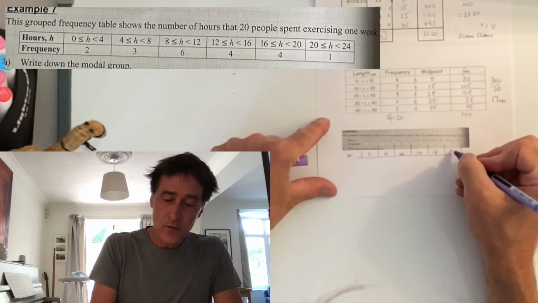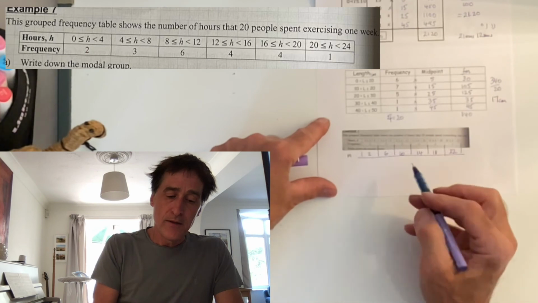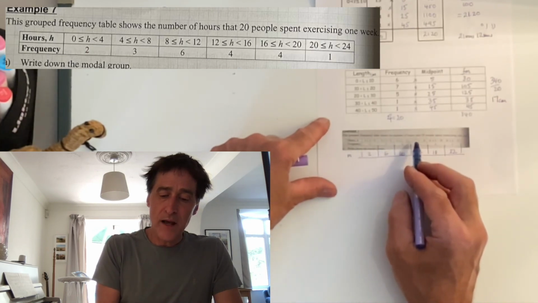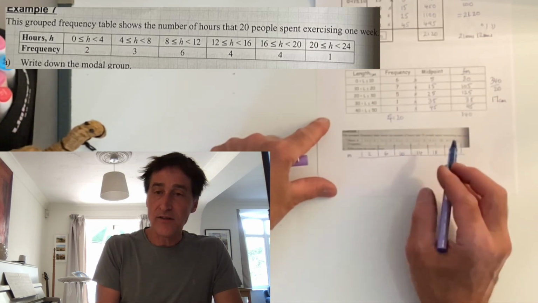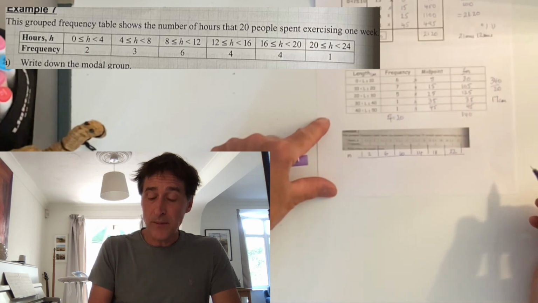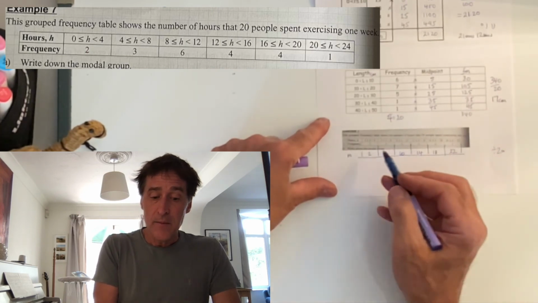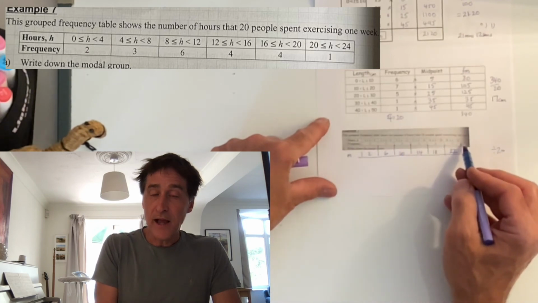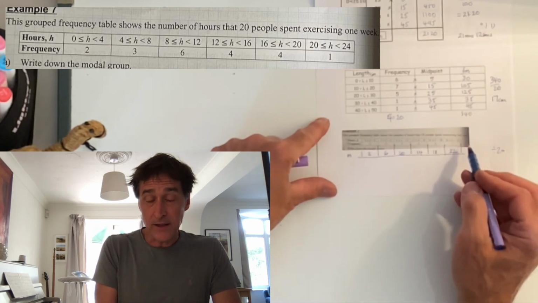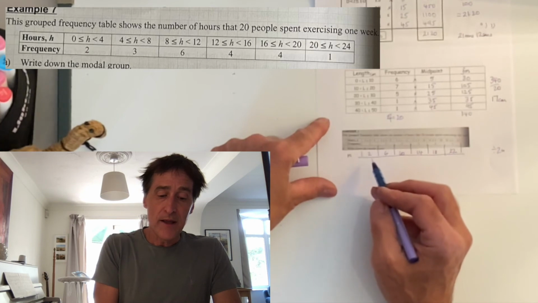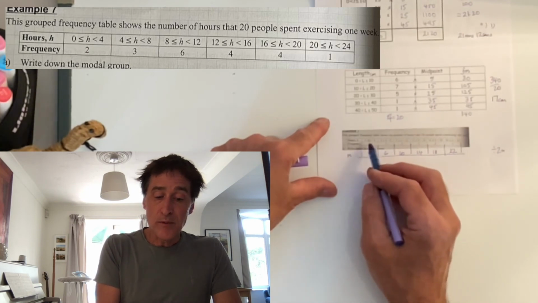20 and 24, 22. So the group frequency table shows the number of hours 20 people spent exercising. So it already tells you there are 20 people, so I already know that I'm going to divide by 20. But if I add up this frequency here, that would be the number of people. That would be 20.